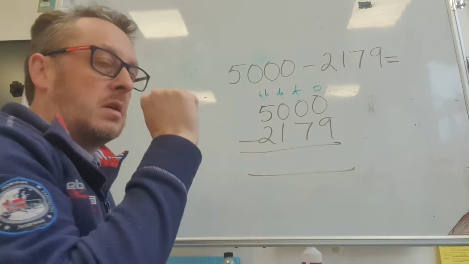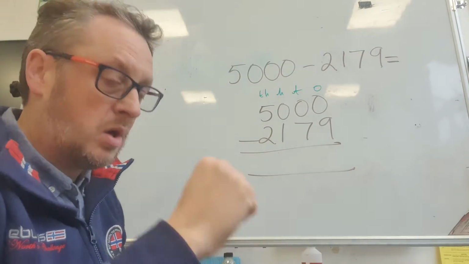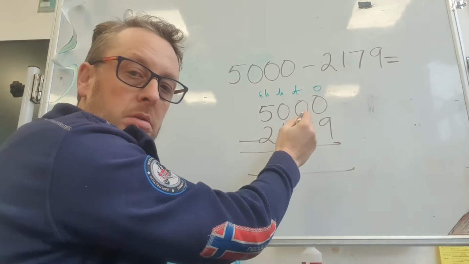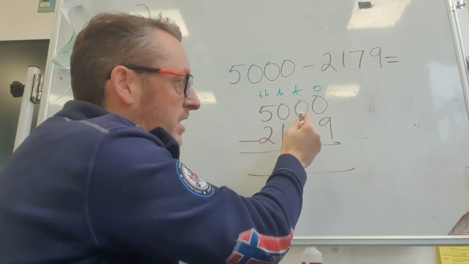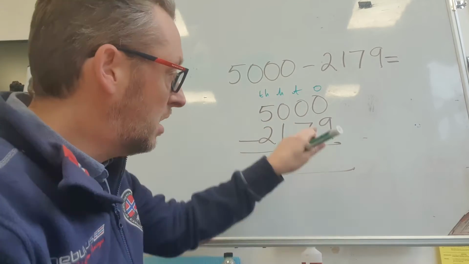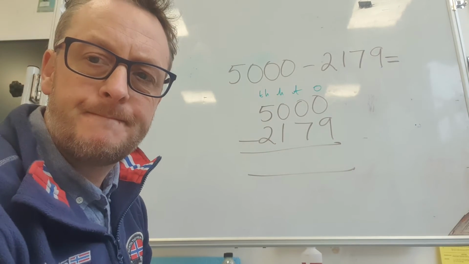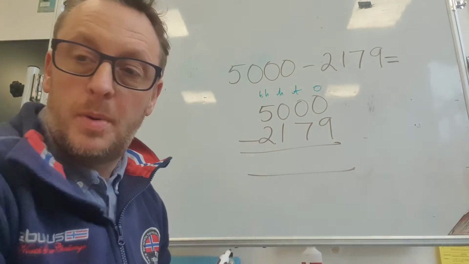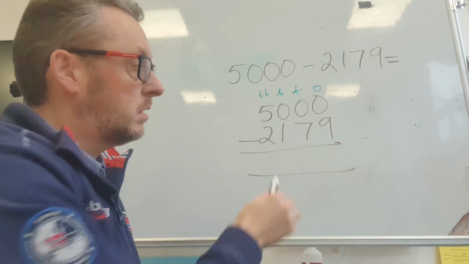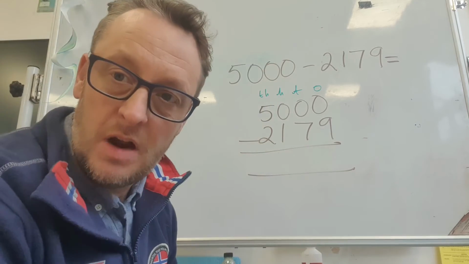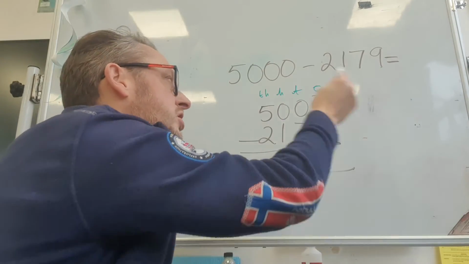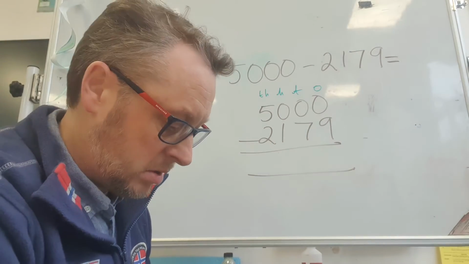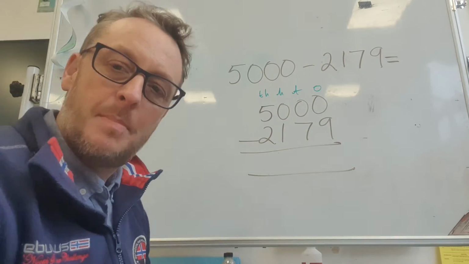So I've got to do 0, take away 9. Can we do it? No. So I've got to go next door and exchange some numbers. But what problem have I got? Let's go next door but 1. Can we do that? Still a 0. So we've now got to go all the way over here to our thousands. And this can get a bit complicated.